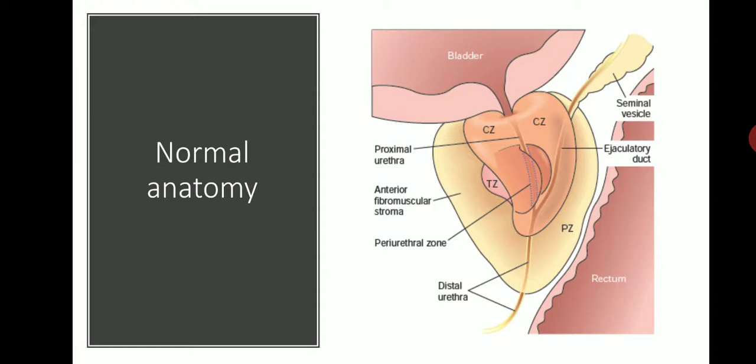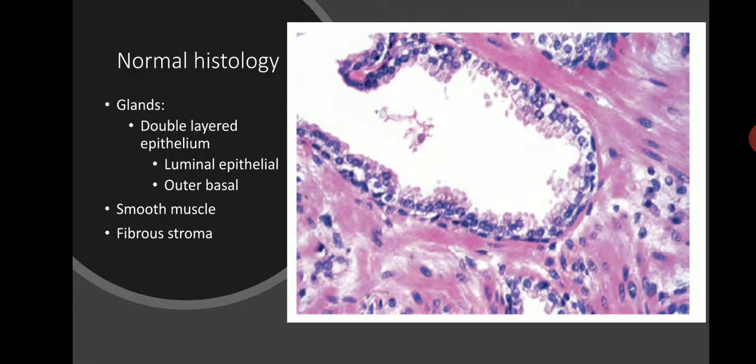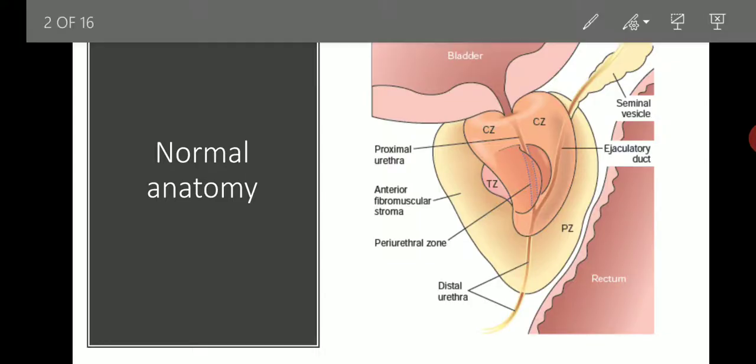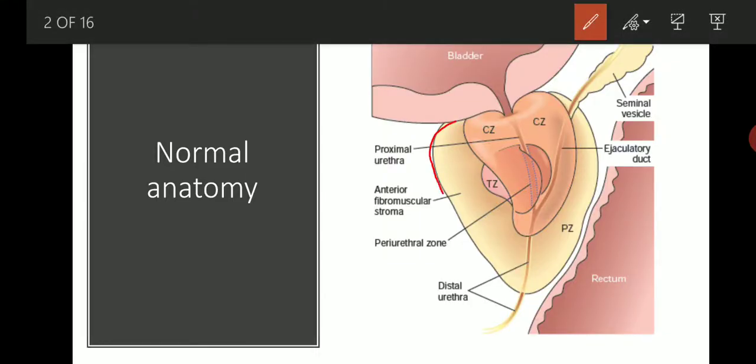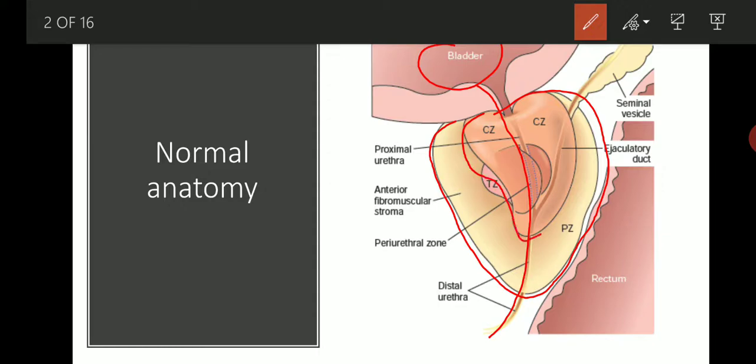Let us look at the normal anatomy of prostate. As you know, the prostate is an organ which lies beneath the urinary bladder, and the urethra passes through the prostate. The prostate is divided into different parts. The area which is adjacent to the urethra is known as the central zone. And adjacent to the central zone, you have another zone which is known as the transition zone. The area which is away from the urethra is known as the peripheral zone.